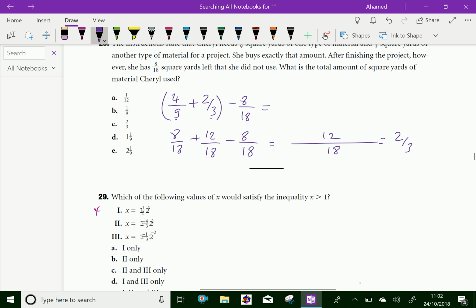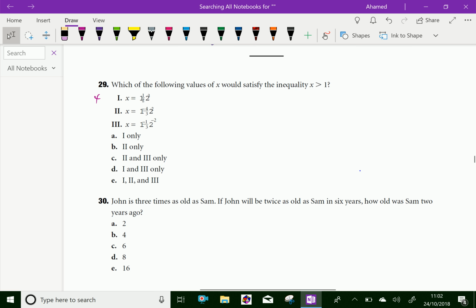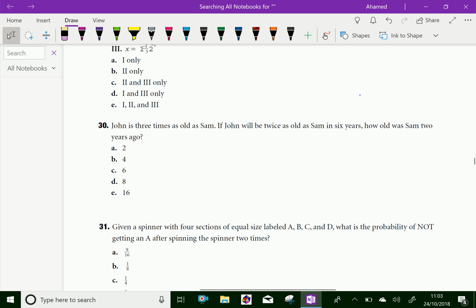Therefore 2/3 is the amount of square yards of material Cheryl used. So the option is C. Question number 29, printing is not good, so we leave. Question number 30.